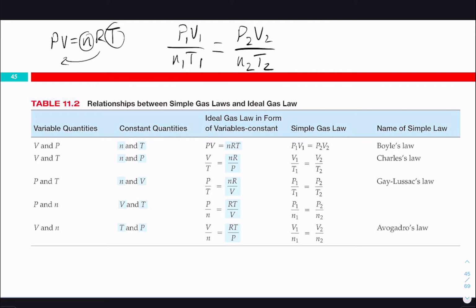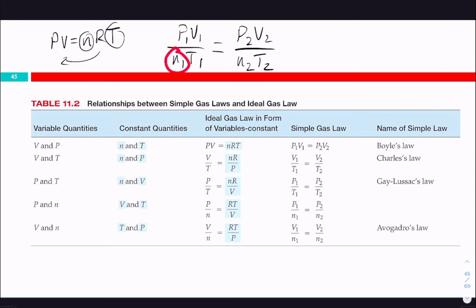So if we set one set of conditions, an initial pressure, volume, number of moles, and temperature, and we change 3 of those variables, we can predict how the 4th variable will change. And if you look through this table, write this out and go through it yourself. If we have volume and pressure changing, but we hold N and T constant, that means going from our condition 1 to our condition 2, the number of moles and the temperature don't change.